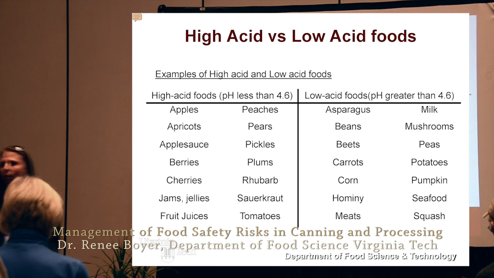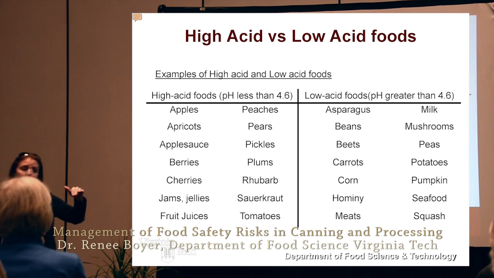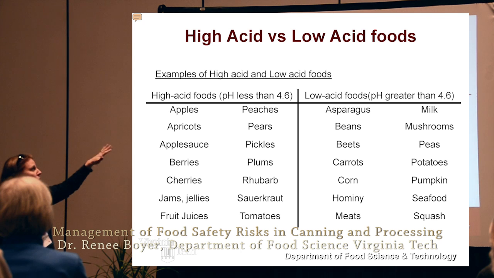So, well, how do you know how acidic your food is, right? Well, you test the pH. That's ultimately how you can tell, so we test the pH. But in general, here's a chart of examples of high acid foods, so foods that have a low pH, and low acid foods, or foods that have a high pH. Okay? I know it's confusing.